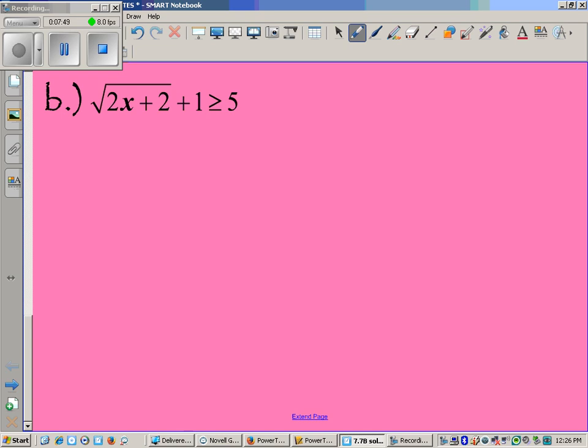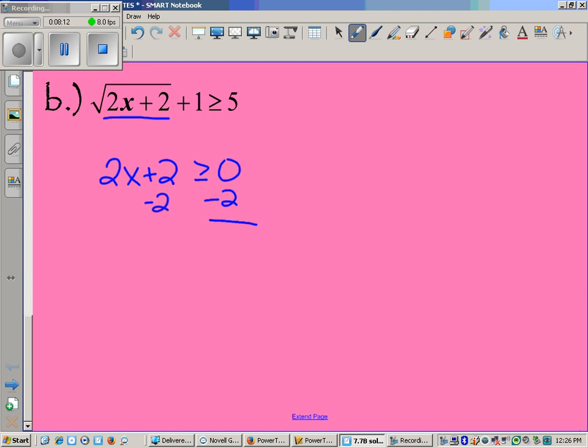Okay, we had 3 steps, right? My first step was to take all my stuff underneath the radical. In this case, it's going to be a 2x plus 2, and do what with it? Greater than or equal to 0, right? So let's go through and solve that little piece.